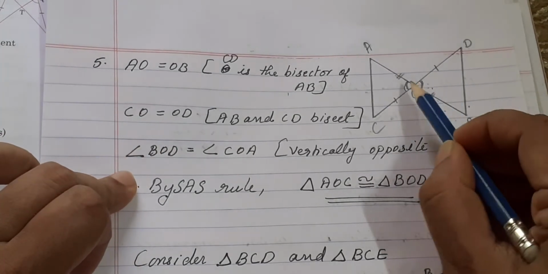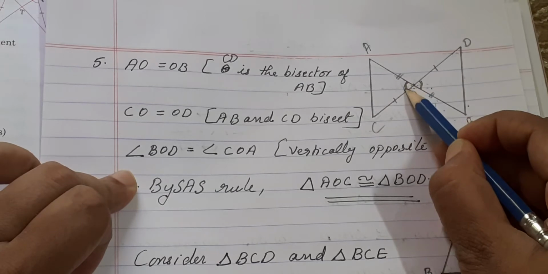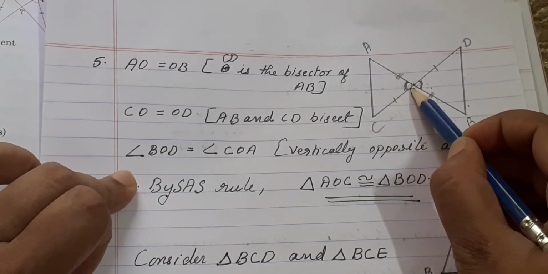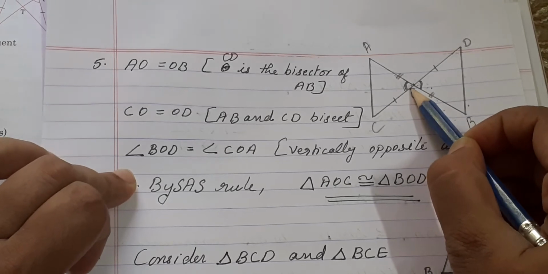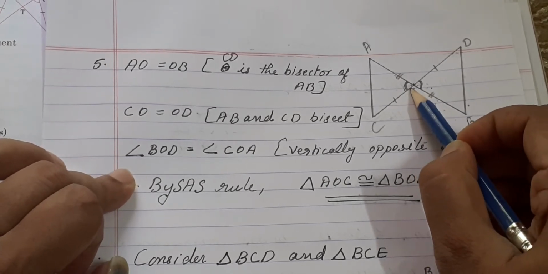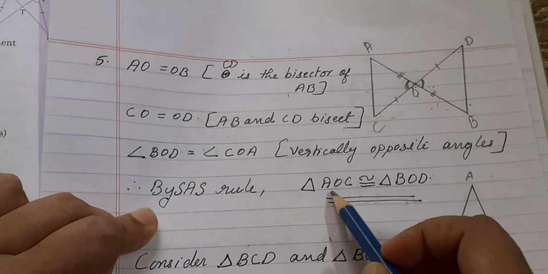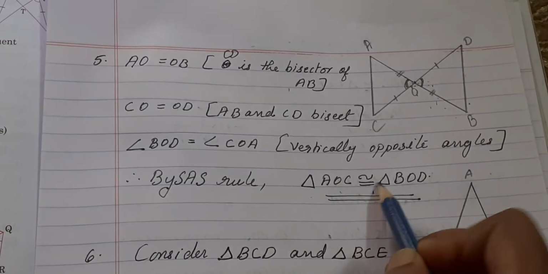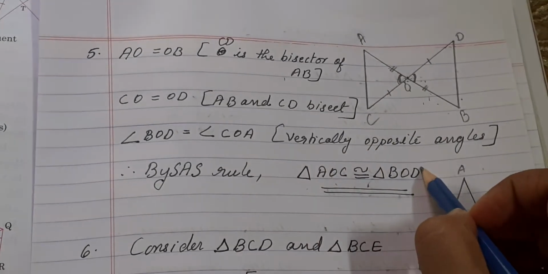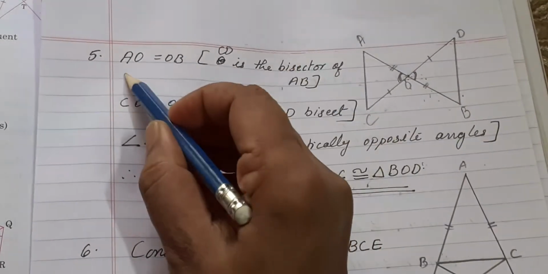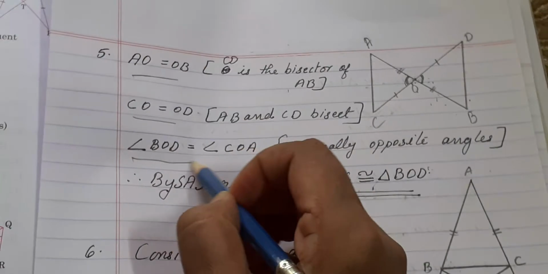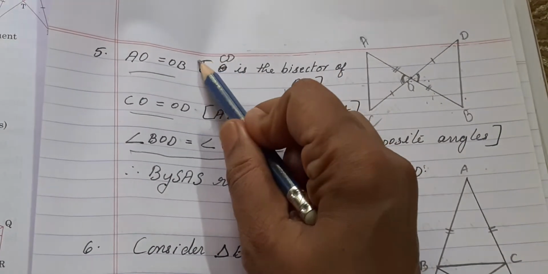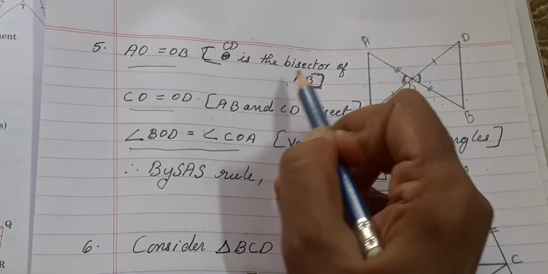So by which rule? Two sides and included angle, isn't it? Two sides and included angle are equal, we got. So which congruence rule can we use? By SAS rule we can say that triangle AOC is congruent to triangle BOD. This is the proof of this problem. For such problems, what is the reason for that? Yes, that you have to mention in the bracket.